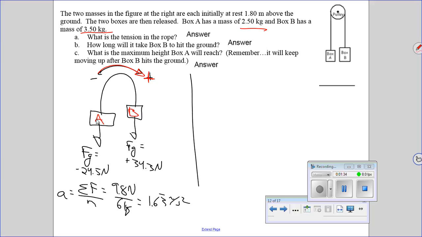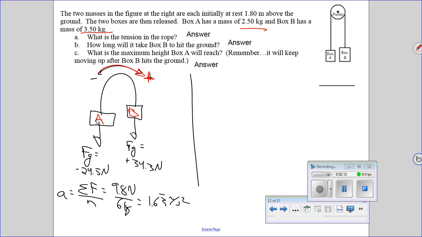Okay, so question A asks us for the tension in the rope. I know I mentioned this on Friday, and I want to make sure that it's emphasized. Why is it that when I did this setup here, I didn't label the tension force anyway? Why not? Any idea? Because it's a force within the system, so it doesn't act on the system as a whole. Perfect. If you didn't hear her, she said because it's a force within the system, it doesn't act on the system as a whole.